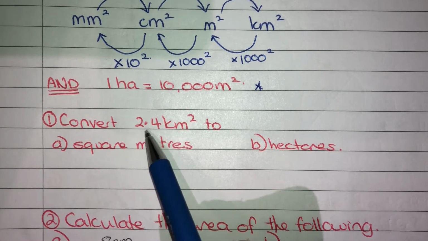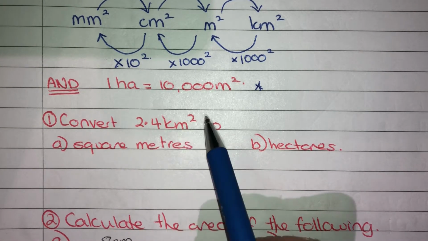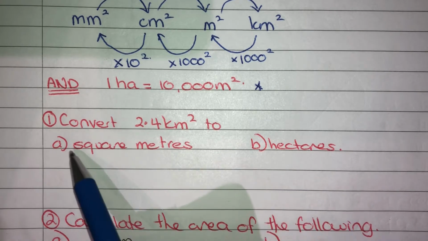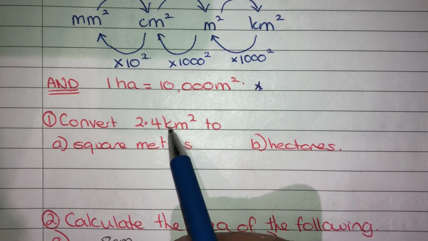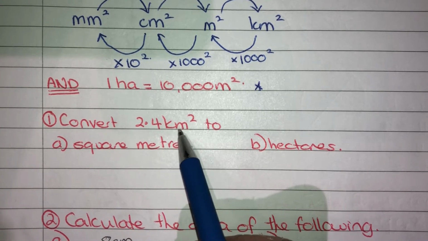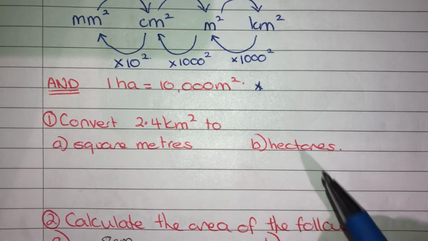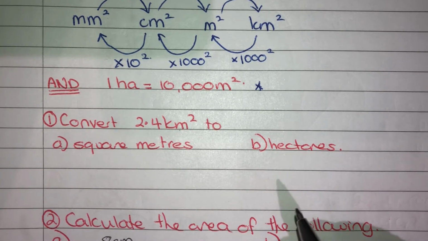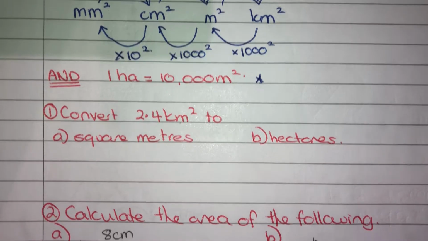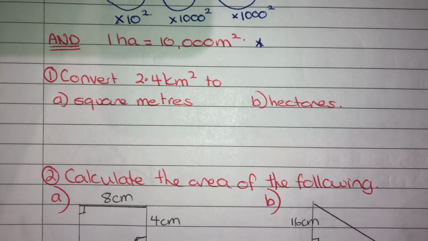So the first thing we're going to do is just one example of one of these. We're going to convert 2.4 kilometres squared, firstly into metres squared, so from kilometres squared to metres squared, and then we're going to change that into hectares. Don't forget, you need to pause the video to copy this down. Okay, so let's have a look at our table.